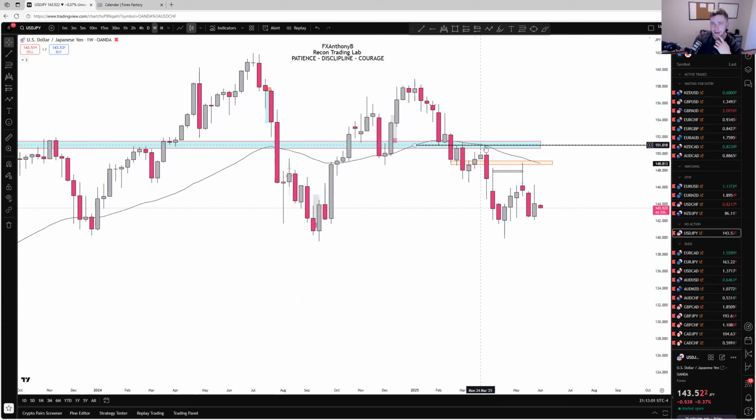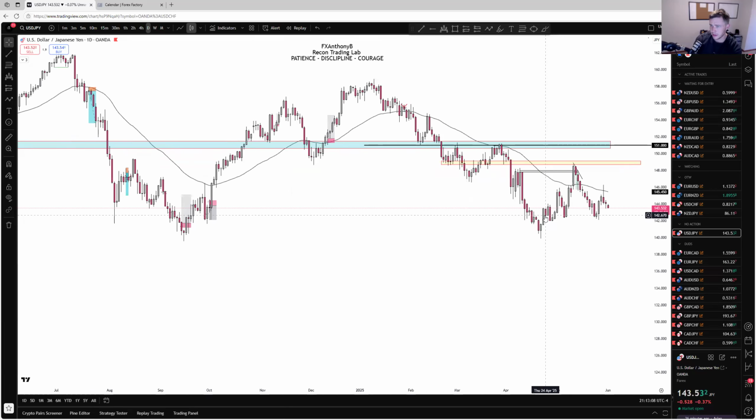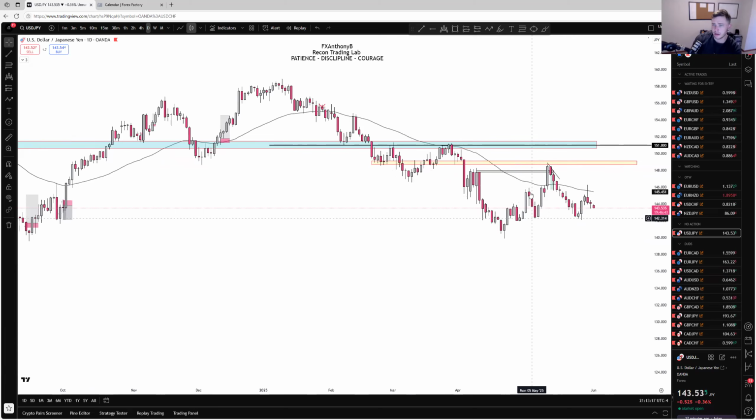Higher high, my bad, lower high, lower low. Bearish weekly. Daily bullish, unless you want to count that. One, two, three. Higher high, higher low. Yeah, so this is bearish actually. Higher high, higher low. So the structure is lower high, lower low. Unless you want to count that. No. Yeah, I'm going to count that. So this is bullish.